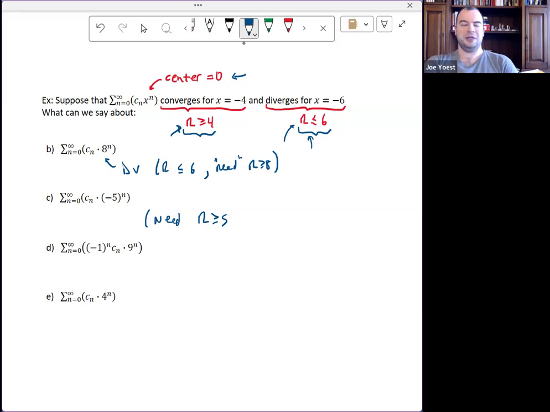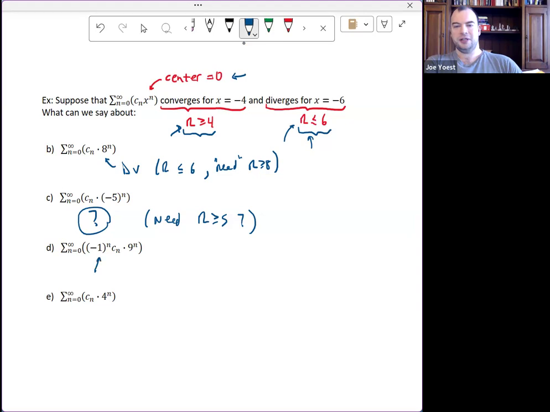But on the other hand, it could be a radius of convergence of 6 or 5.5 or something, where this would converge. So for this one, we actually don't know. Not enough information. So we need a radius of convergence of 5. Our radius of convergence is somewhere between 4 and 6. It could be bigger than 5. It could be not bigger than 5. Not sure. We need more information to determine whether this one converges.